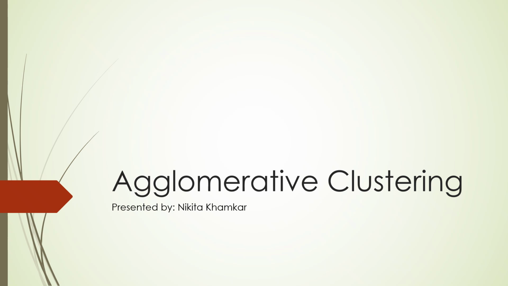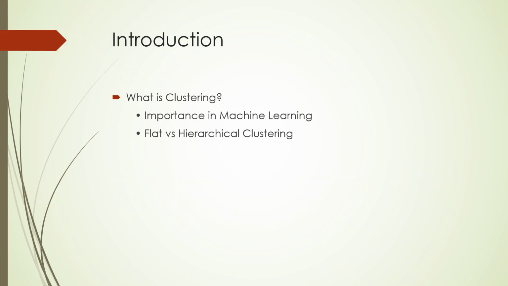Here today, I will explore agglomerative clustering. It is a type of hierarchical clustering method in machine learning. It is widely used for grouping similar data in applications like customer segmentation, bioinformatics, and some more. Let's see.